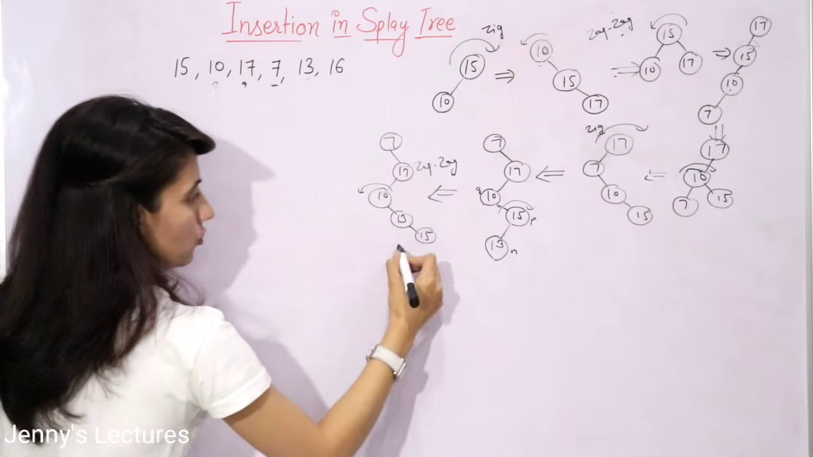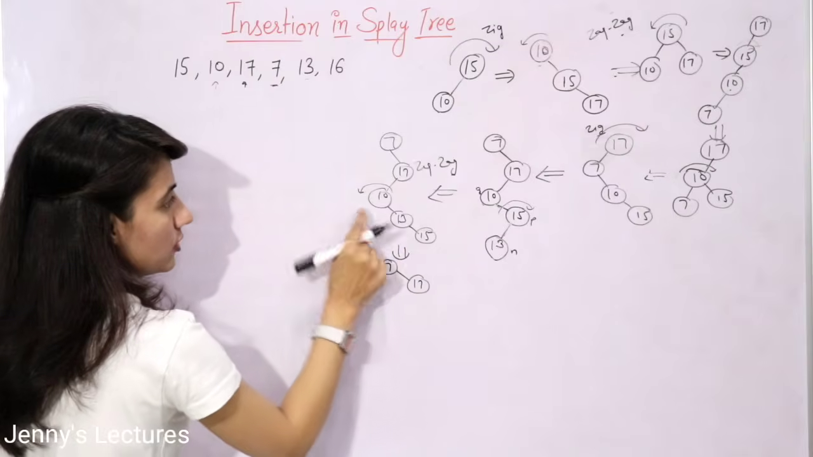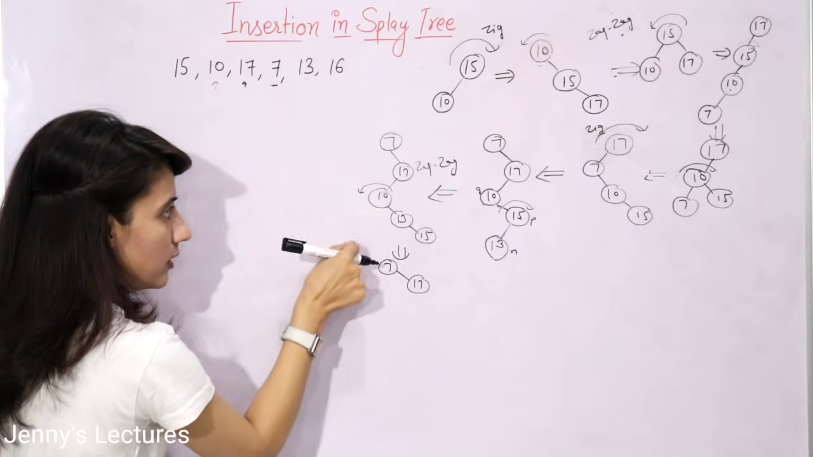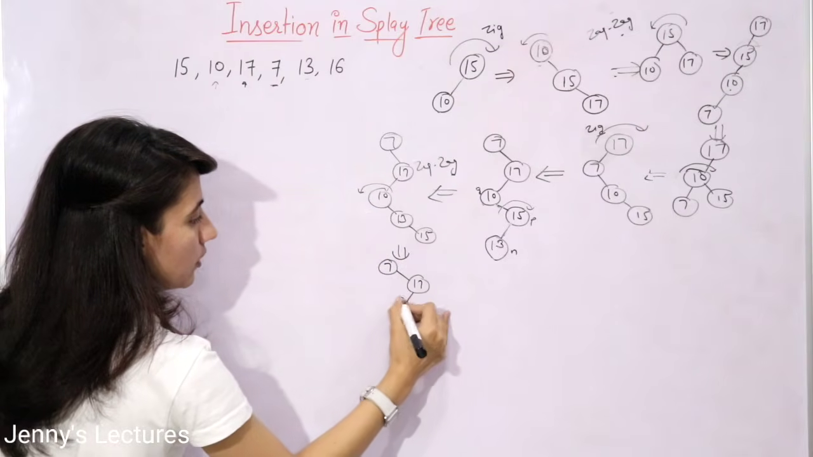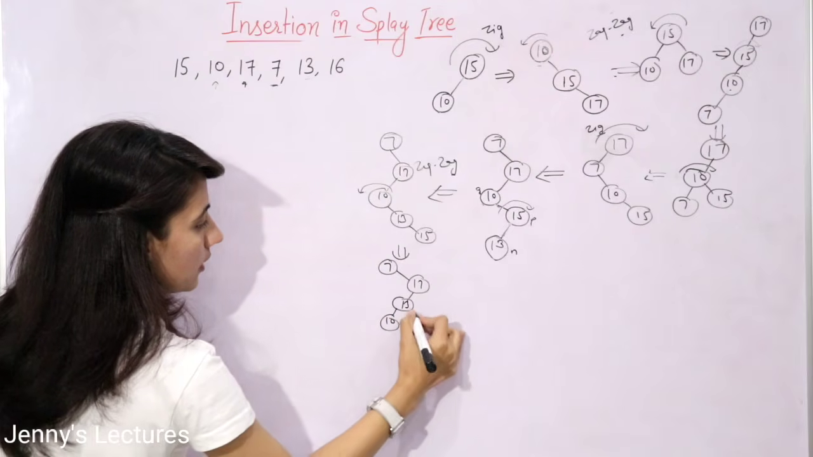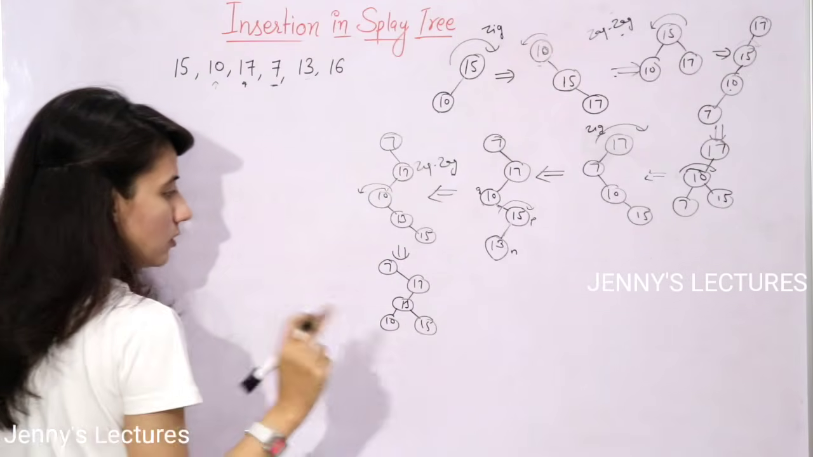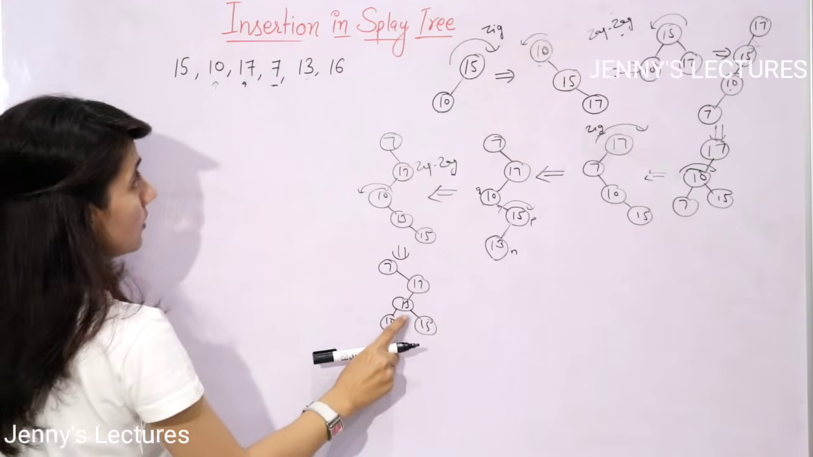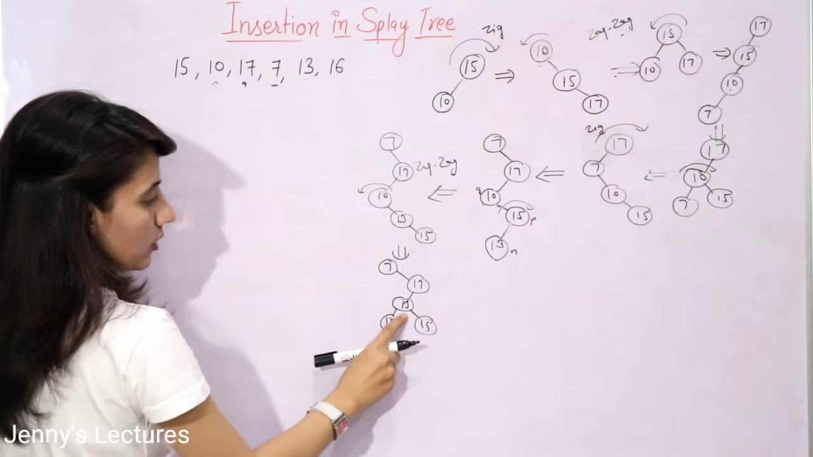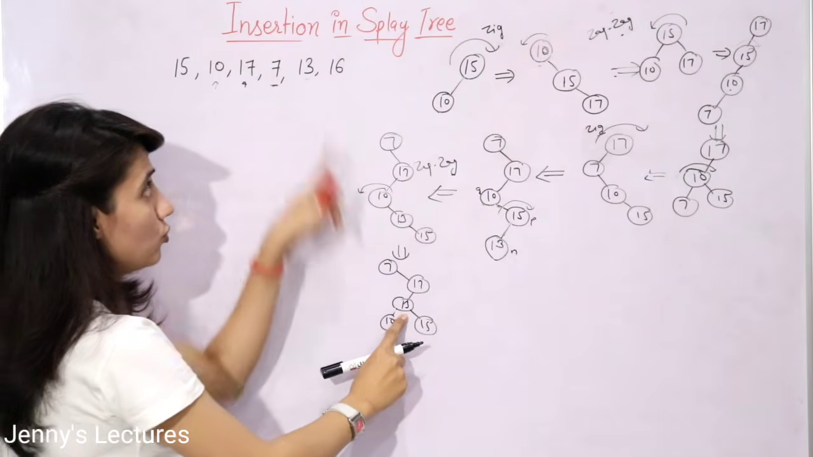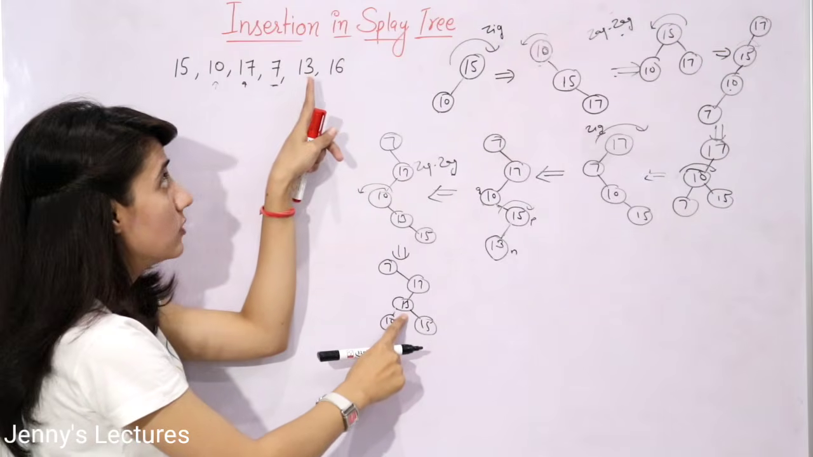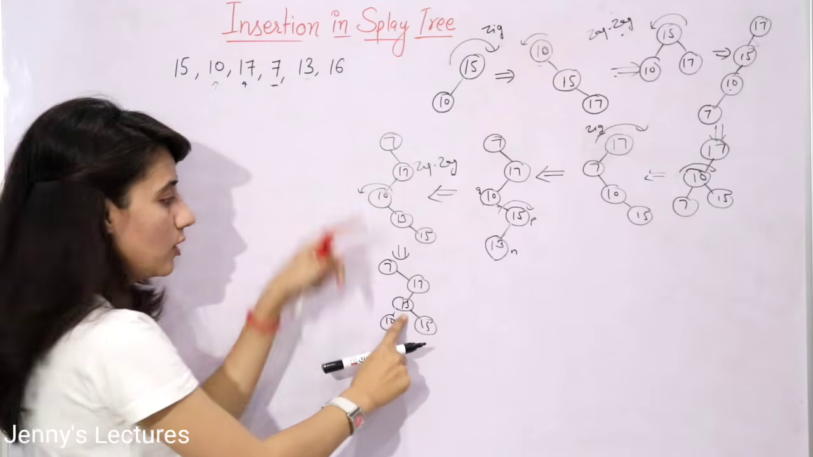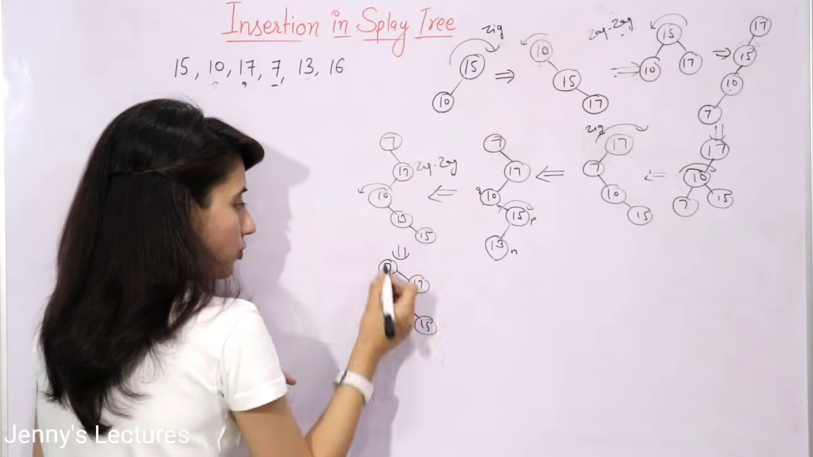So now the tree would be something like this. Left rotation means we will pull this 10 downwards, so 13 would go upwards. So now here we got 13, here we have 10, and here we have 15. But we are not done yet, because 13 is still not the root node, because we have to make this 13 the root node, as we are going to perform insertion on 13. So now 13 would be the root node.